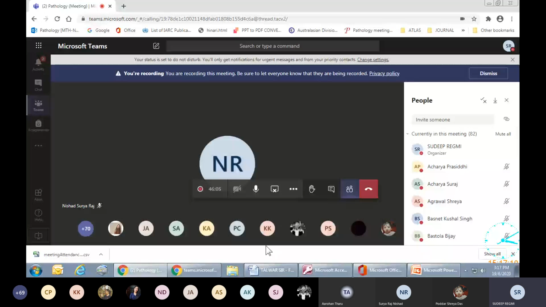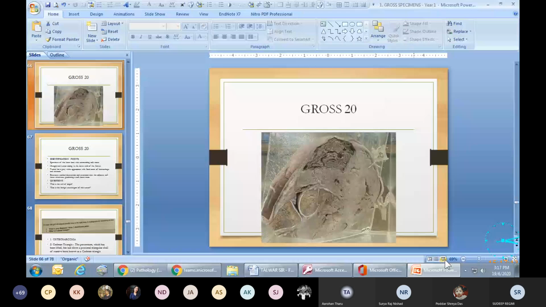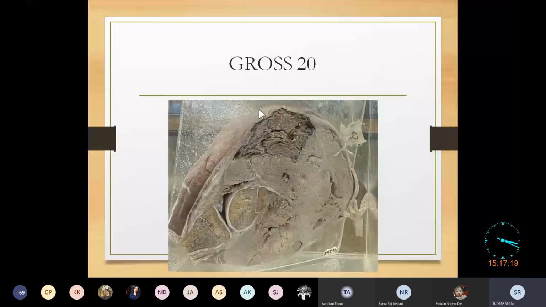Okay. Can we discuss this? Gross number 20. Anyone? Please describe this. Sir, osteosarcoma. Okay, very good. Osteosarcoma. Why do you think this is osteosarcoma? Sir, gray white area.